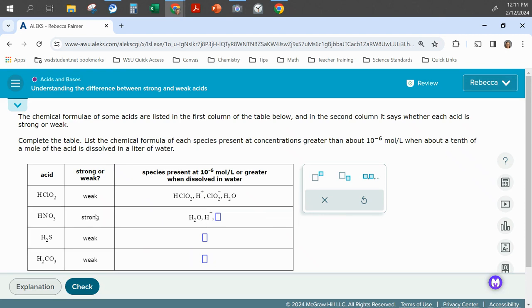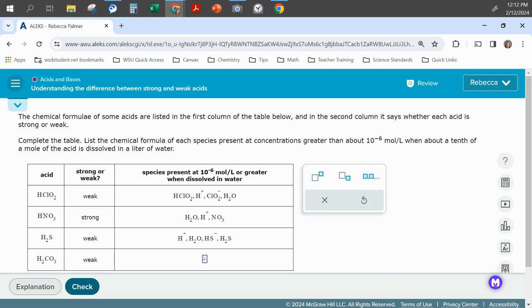If it's strong, we'll only have 3 species. We'll have water, hydrogen ion, and the conjugate base. So this conjugate base is NO3-. Okay, this one's weak, so we're going to have water. Hydrogen ions, we'll have the conjugate base, so we're going to go down 1 hydrogen and down a charge, HS-. That's a conjugate base. And we'll also have some of the original acid, because it's weak, not all of it will break apart.